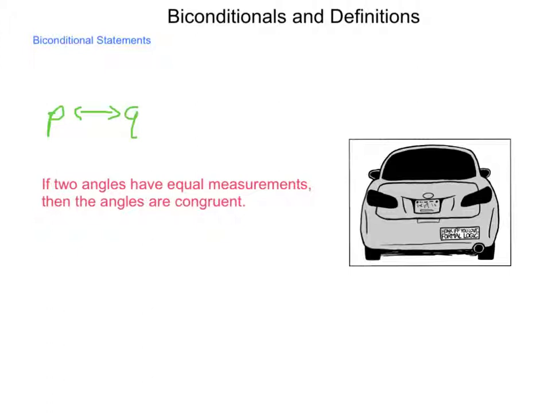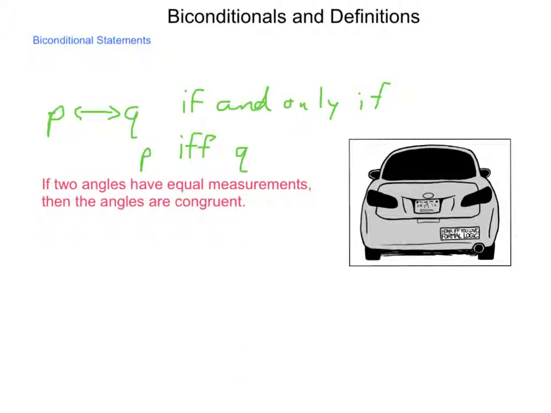Another way of doing this, instead of writing out if and only if, is to simply say iff, spelt with two F's. So if I see P iff Q, it says P if and only if Q. And we can take definitions, or conditional statements that have true converses, and write them as biconditionals.